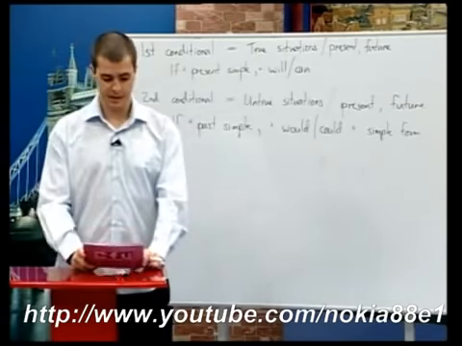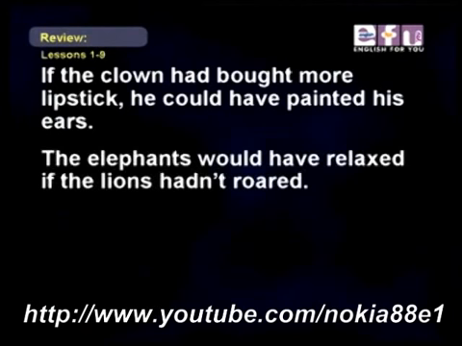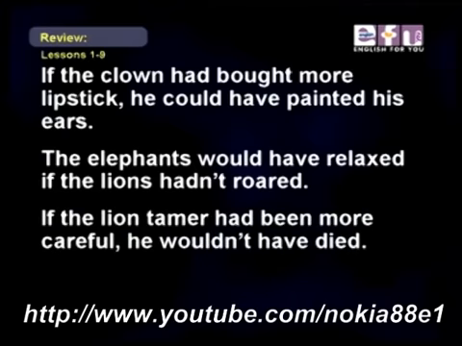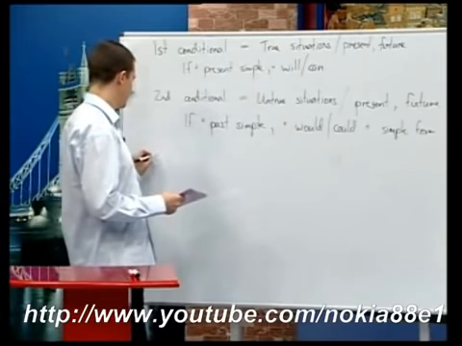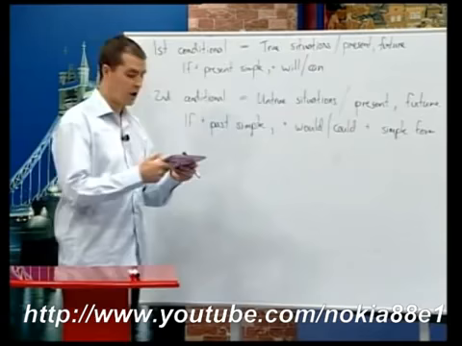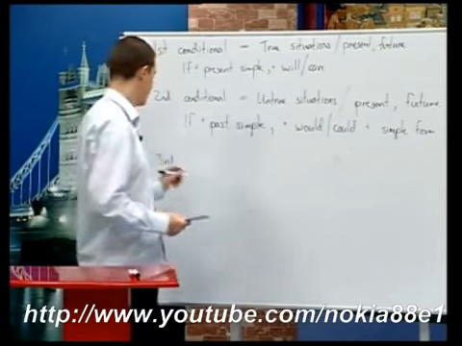Please have a look at these sentences. If the clown had bought more lipstick, he could have painted his ears. The elephants would have relaxed if the lions hadn't roared. If the lion tamer had been more careful, he wouldn't have died. The acrobats would have quit if they had known they were the last act. The third conditional is used for contrary to fact situations in the past, or untrue situations in the past.